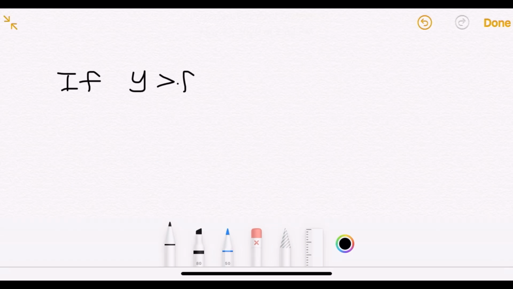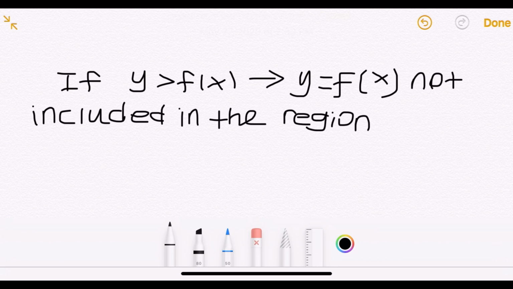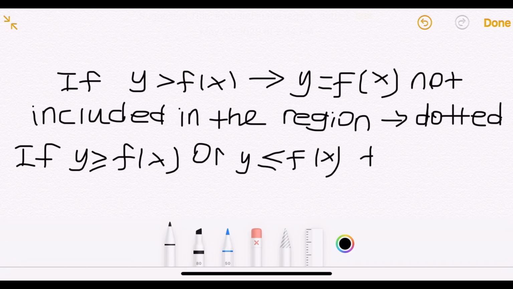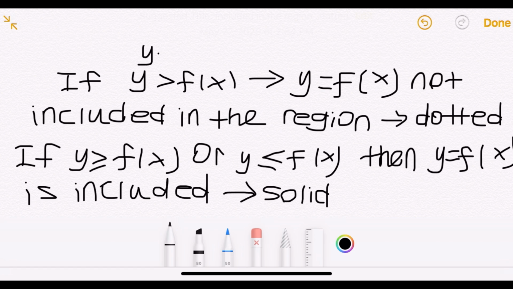Another thing that you need to know is that if y is bigger than f of x or y is smaller than f of x, then the curve y equals f of x is not included in the region and is represented by a dotted line. But if y is bigger than or equal to, or smaller than or equal to f of x, then the curve y equals f of x is included in the region and is represented by a solid line.